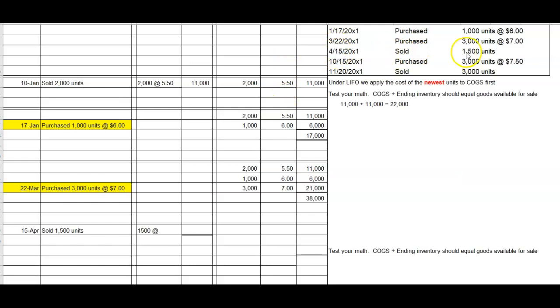April 15th, sold 1,500 units. So 1,500 units at what cost? Remember, under LIFO, we apply the cost of the newest units to cost of goods sold first. Well, we took a great deal of care to keep our inventory layers from the oldest to the newest before we arrived at this spot. Therefore, I know that my newest layers cost us $7 a piece. And we had 3,000 units in that layer, which is more than adequate to cover the 1,500 units that we sold. So cost of goods sold on April 15th is 1,500 units sold under LIFO, $7 a piece.